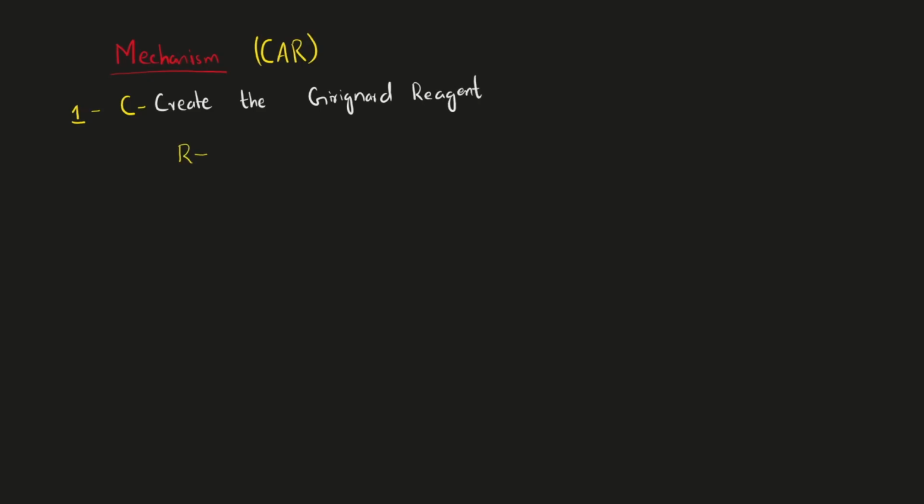The second letter is A. As you saw previously how Grignard reagent forms, I just show it here for your quick revision. Let's move to the second step.